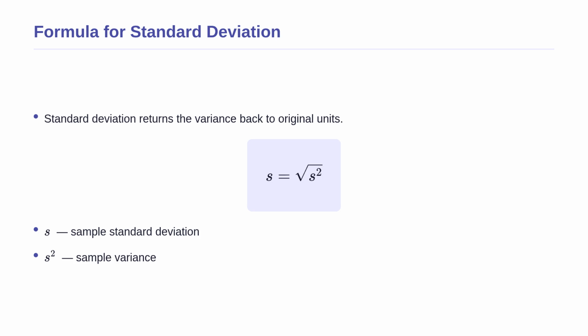This is absolutely crucial because it converts our measure of spread back into the original units of our data. Having the spread in the exact same units as the mean makes it physically meaningful and incredibly easy to interpret in the real world. If the standard deviation is small, the data is tightly clustered around the mean.